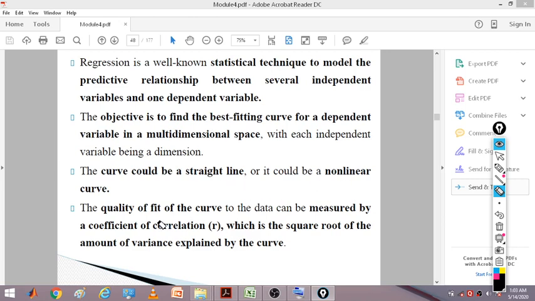The quality of the curve we are trying to fit can be measured by the coefficient of correlation, which is the square root of the amount of variance explained by the curve. So you are measuring what the best curve is, the best quality of curve we are trying to fit into the particular model on the graph. It is defined by the coefficient of correlation, the square root of the amount of variance explained by the curve. Let's see how we are going to work on this.